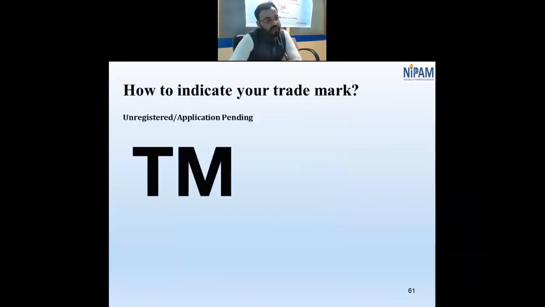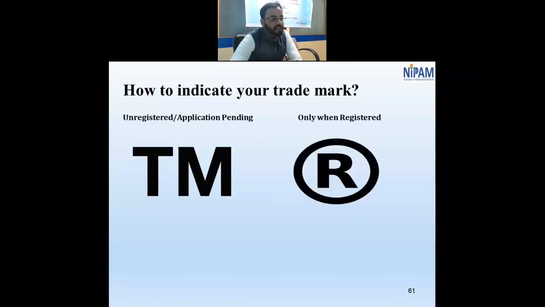How to indicate your trademark? So there are two different ways of indicating your trademark. First is unregistered trademark. Unregistered trademark could be represented using this particular TM word. Even if you don't go for registration, or if your application is pending in the intellectual property office, then you can indicate unregistered trademark through this particular symbol. When it is a registered trademark, obviously you will find this particular symbol on various products, so it is a registered trademark symbol.